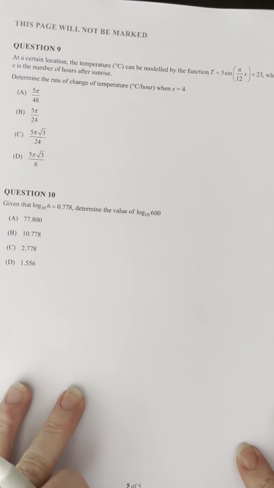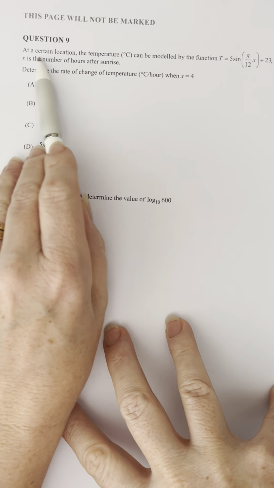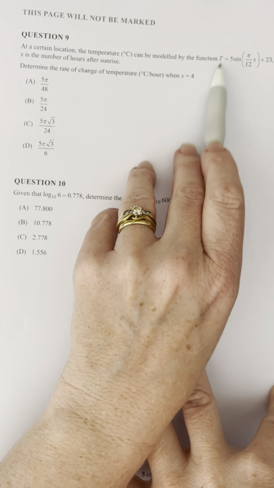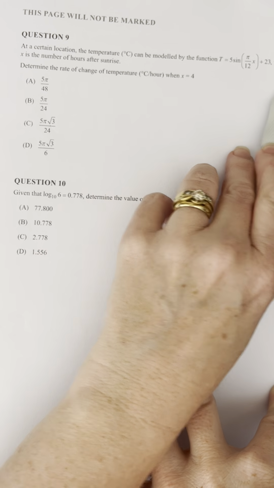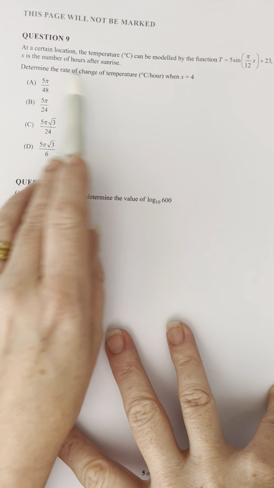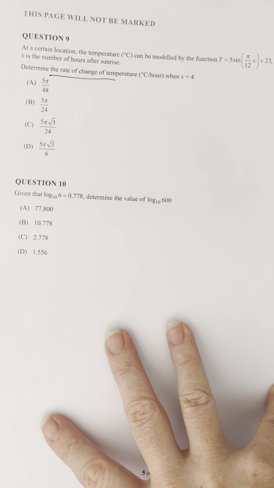Then question 9, another example of why you need to know your exact values and using those triangles, because we've got another question like that. So at a certain location, the temperature can be modelled by the function t is equal to 5 sine pi on 12x plus 23, where x is the number of hours after sunrise. Determine the rate of change of temperature. So rate of change, we need to do derivative.